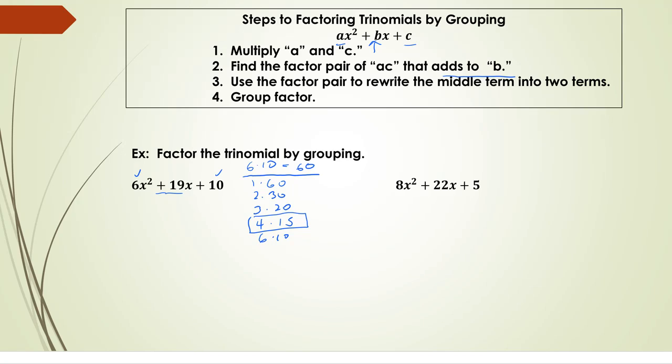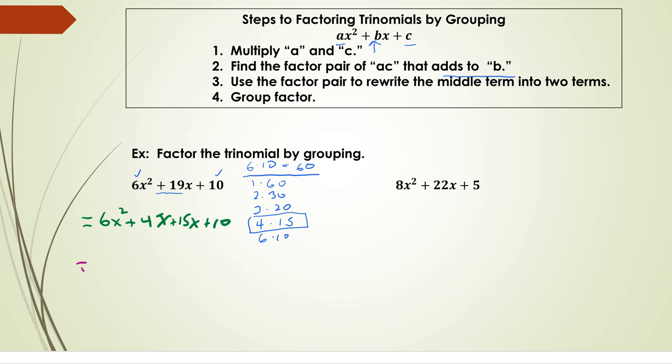to 19. From here, I'm going to rewrite my middle term from 19x to be positive 4x and positive 15x. So this will now look like 6x squared plus 4x plus 15x plus 10. Notice that 4x and 15x, if you add them, they're 19x. Now I have two terms in the middle for a total of four terms in the polynomial, and I'm going to factor this by grouping.